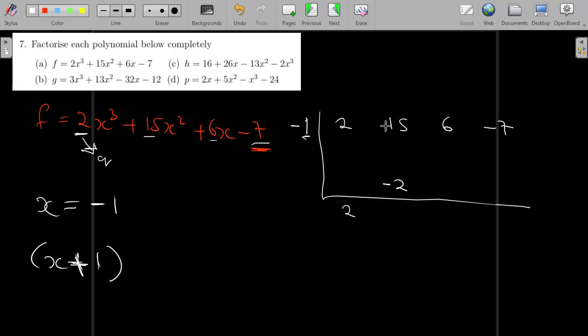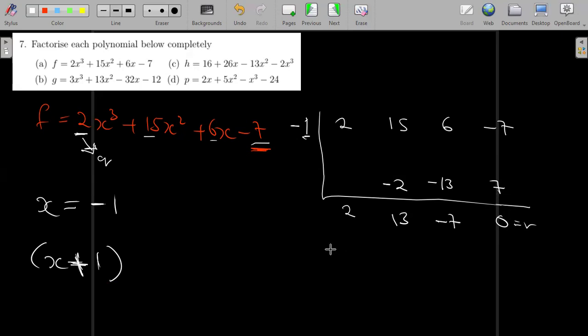Then you add your 15 plus your -2, and you just get 13. 13 multiplied by -1 gives me -13. I can add these two here, I'll get a -7. -7 multiplied by -1 gives me a +7. And this here gives me 0 when I add the two. So which means that I have a remainder. The last value which you always have here when we're dealing with synthetic division is your remainder. This tells us that our remainder is 0.